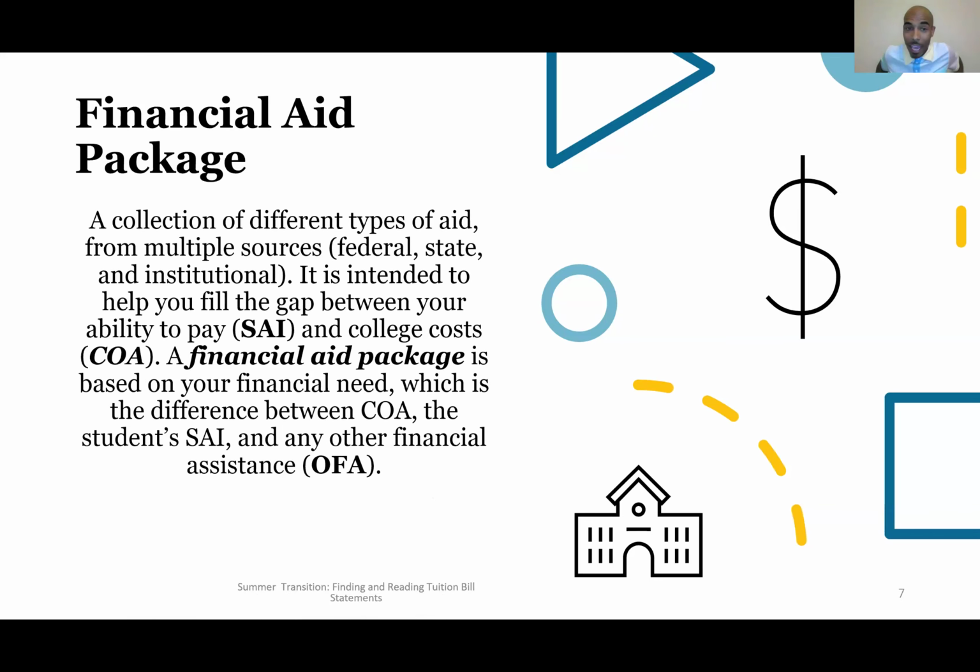Right, and a financial aid package. So if you had applied for college, you should or will be receiving a financial aid package. It is a collection of different types of aid from multiple sources, whether that's federal, state, or institutional. And this money is intended to fill in the gap between your SAI and your cost of attendance. So your financial aid package is based on your financial need, like I said, which is the difference between your SAI and your cost of attendance. We'll get to that a little bit later as we look over the actual billing statement.